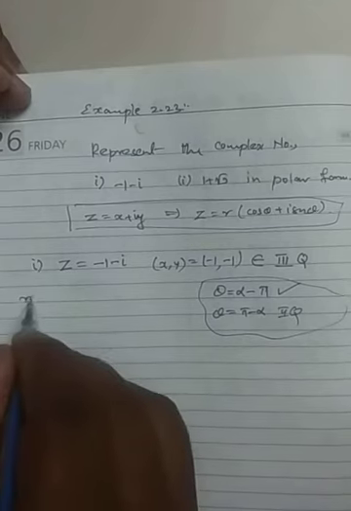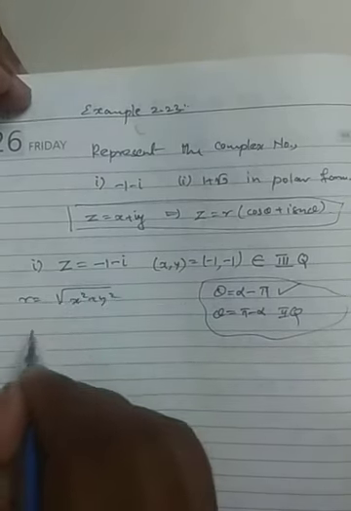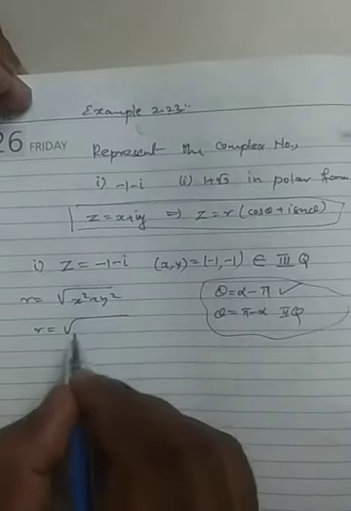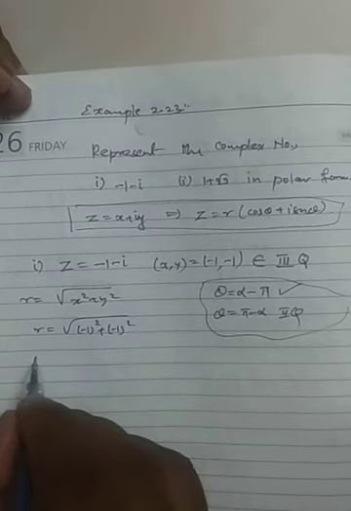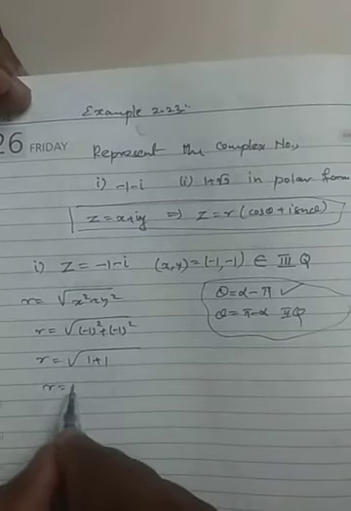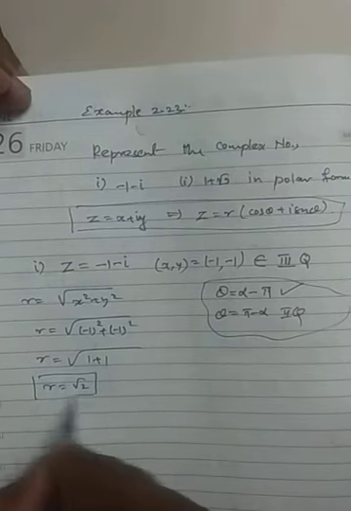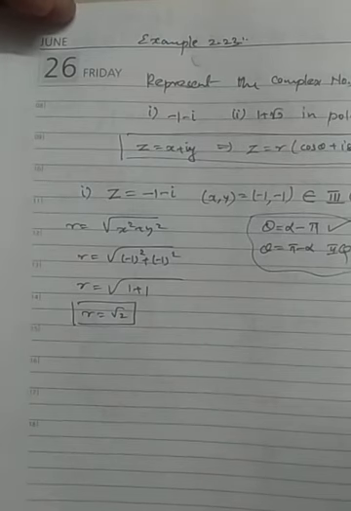So first you find R, the modulus. The formula is the square root of x square plus y square. So R value is the square root of minus 1 whole square plus minus 1 whole square. Therefore R is root of 1 plus 1, so R is root 2. You leave it as such. This is the modulus value.